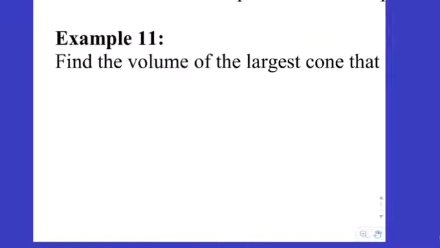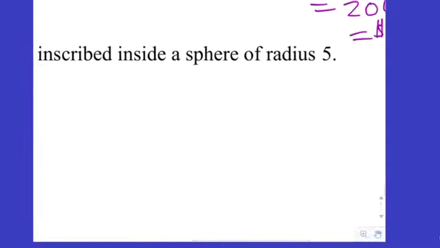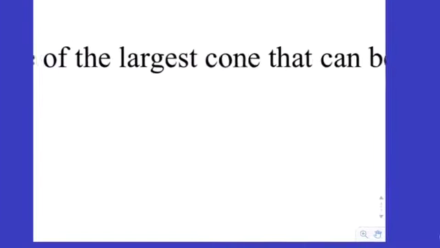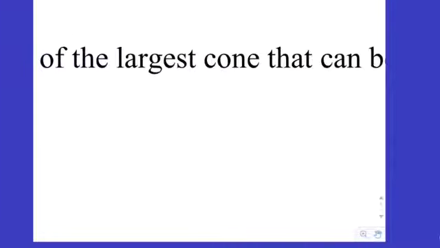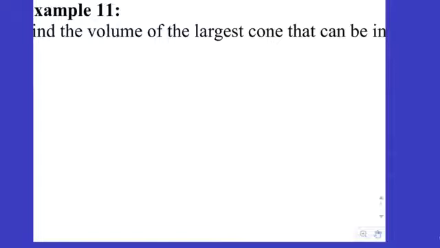Okay, so here it says to find the volume of the largest cone that can be inscribed inside of a sphere of radius 5. All right, so imagine you have a sphere and its radius is 5. It could be 5 inches, or if you have a big imagination, it could be 5 miles. But you have a sphere, and inside that sphere, you're going to put a cone, but not any cone. You're going to put the cone that has the most volume in it. You want to know what the volume of that cone is going to end up being.